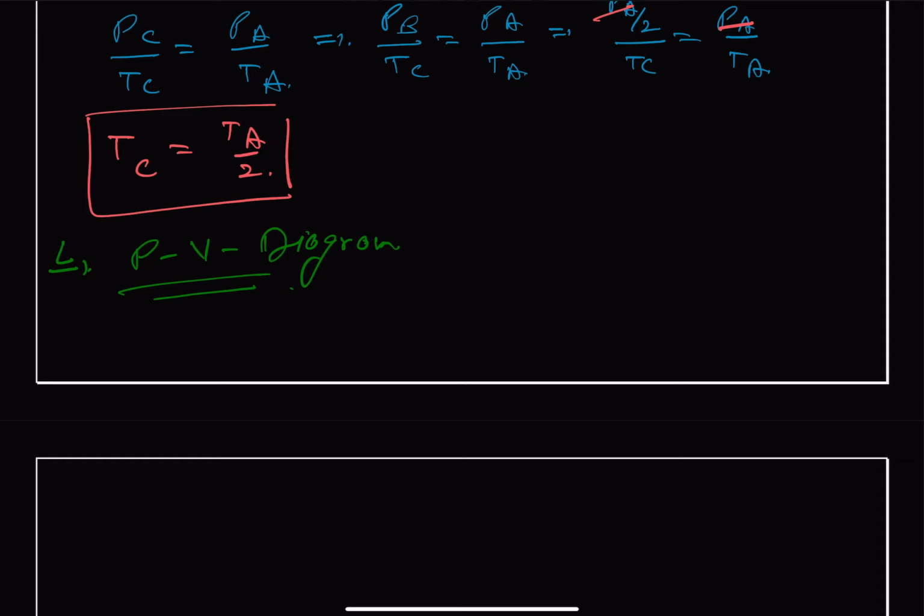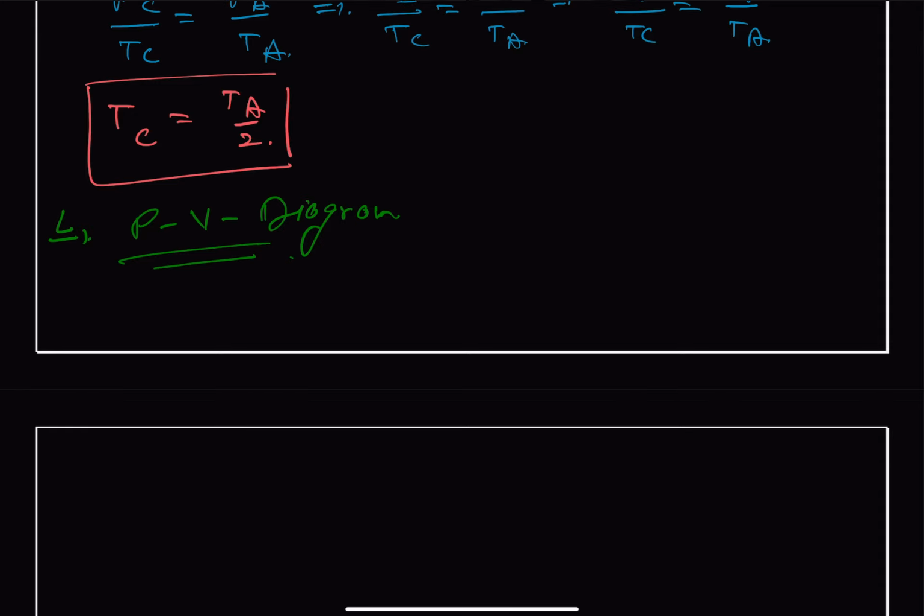Once again, we have our pressure and our volume. We start from a certain point A, and at this point A we have pressure PA, volume VA, and temperature TA.